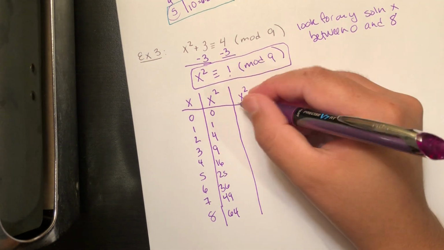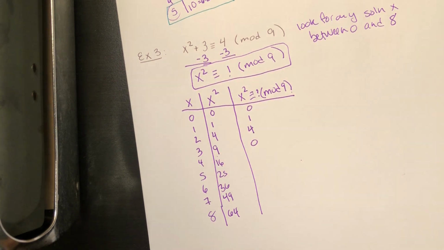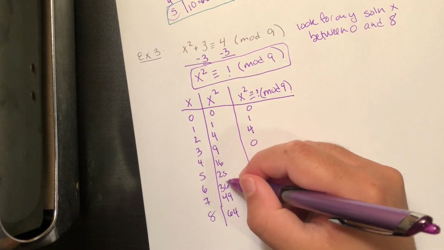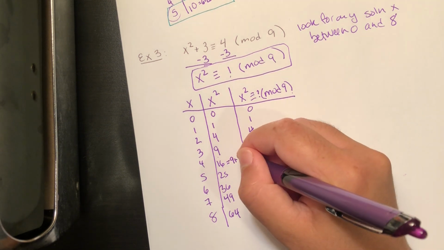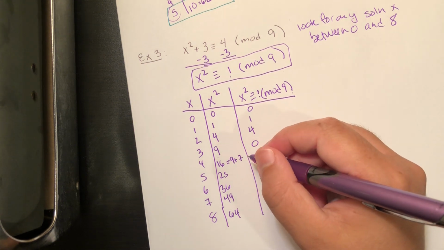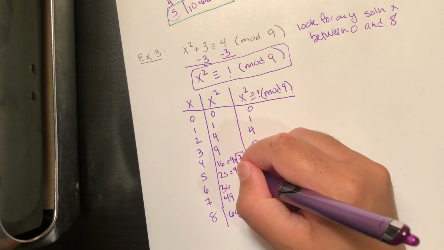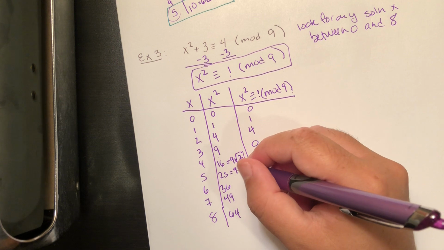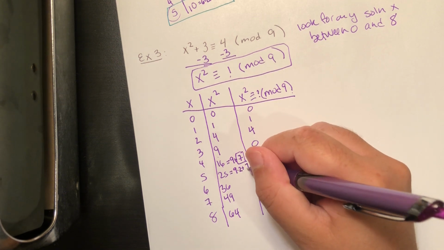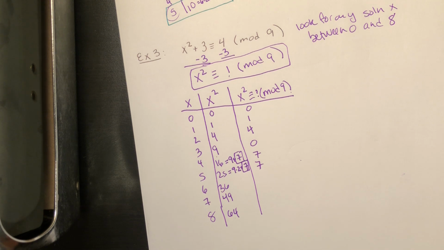Mod 9, 0 is just equivalent to 0, 1 is equivalent to 1, 4 to 4. But mod 9, 9 acts like a 0, so we're back to 0 here. Now it gets a little bit more complicated. Remember, we're trying to express each one of these numbers as a multiple of 9 plus some remainder. So 16 would be 9 plus 7, and our remainder here would be 7. 25 is 9 times 2, that gets me up to 18, plus another 7. Our remainder is 7, so 25 is equivalent to 7 mod 9.